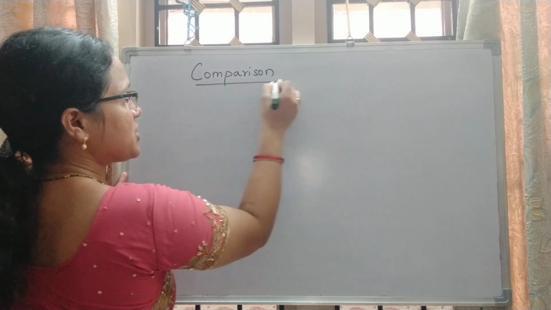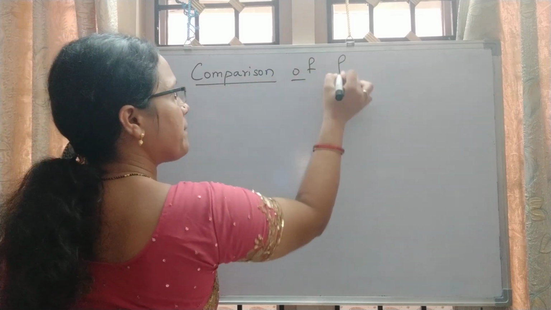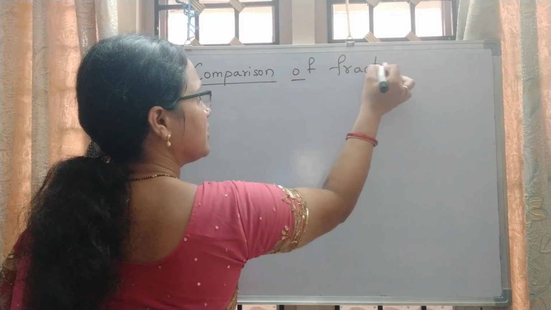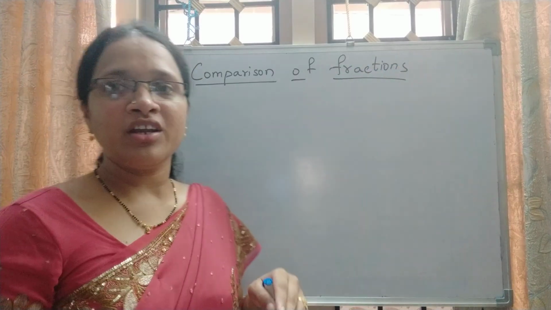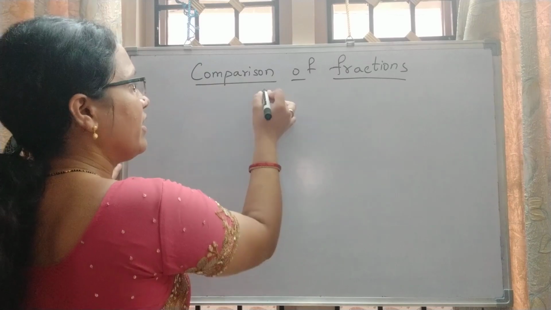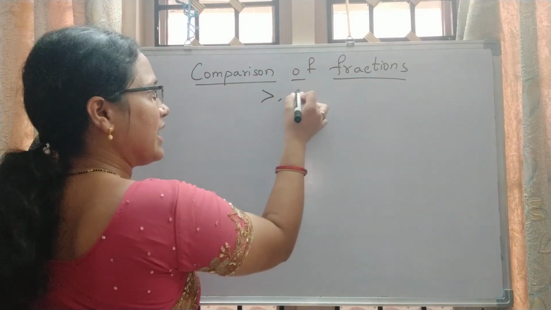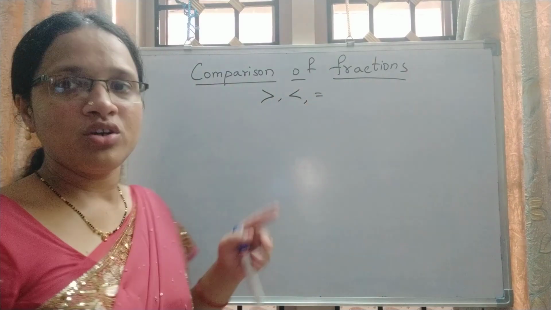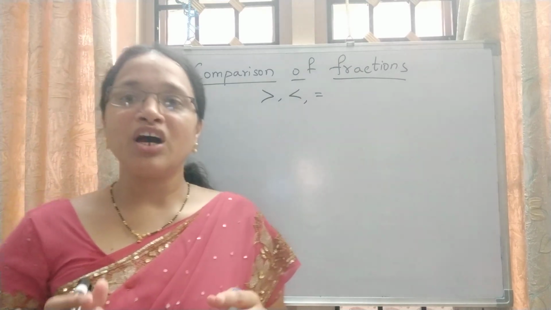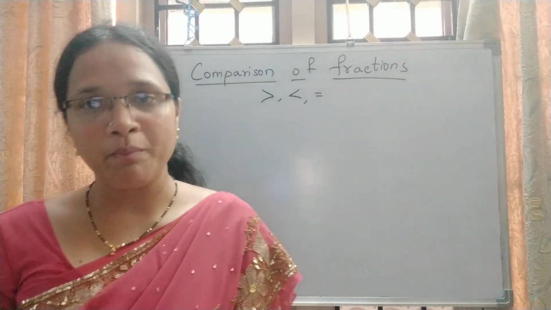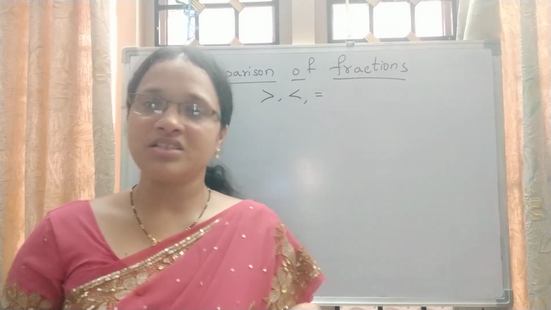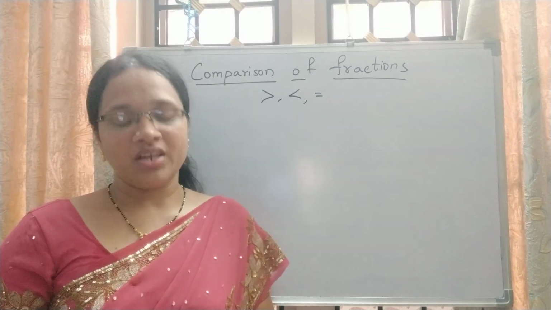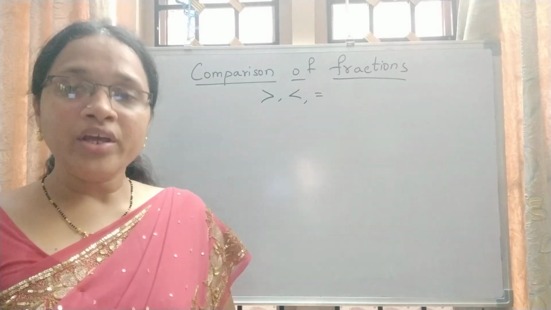The comparison of fractions. What is this comparison of fractions? Comparison means telling whether they are greater than, less than, or equal to. These three are the symbols used for comparison of two numbers, two fractions, two decimals, whatever it is. This is how we compare.